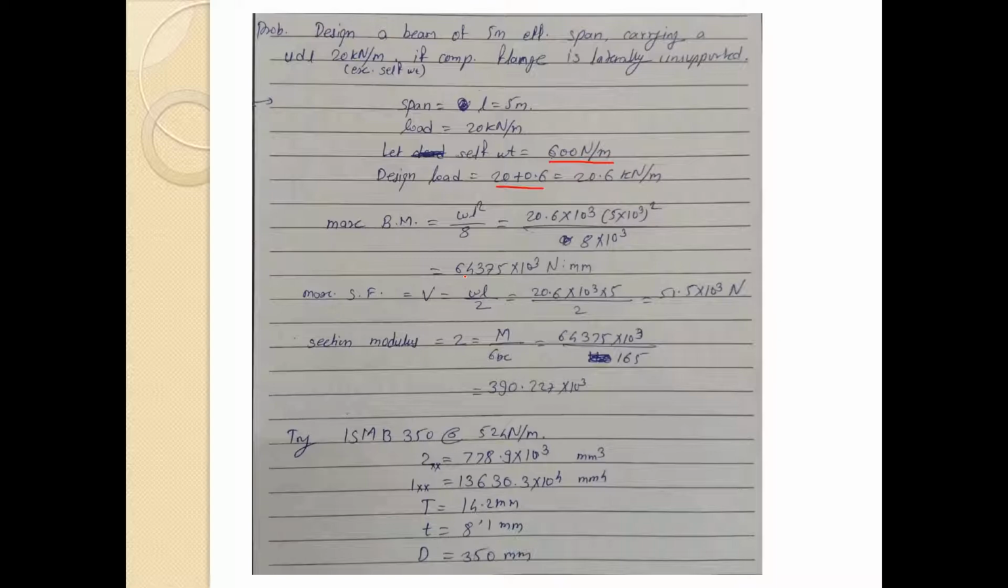Then maximum shear force, that is V equals to WL by 2, that is 20.6 into 10 raised to 3 into 5 divided by 2. So we'll get the value of 51.5 into 10 raised to 3 newtons. So we'll go for the section modulus. So required Z is 390.227 into 10 raised to 3. So we will go for the section, that is ISMB 350.